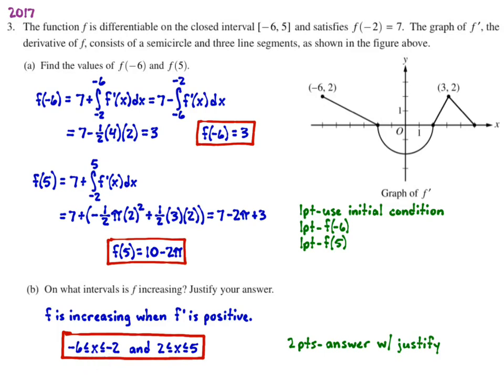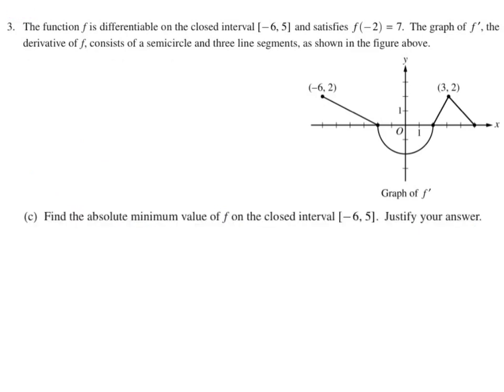All right, for part C it says find the absolute minimum value of f on the closed interval -6 to 5. Now we want to be careful here because we're talking about an absolute minimum, not a relative minimum. If we want the relative minimum, then all we would be looking for is when f prime changes signs from negative to positive. So we would see that we have a relative minimum when x equals 2. But because we want an absolute minimum, we have to compare that relative minimum to any other possible relative minimums.